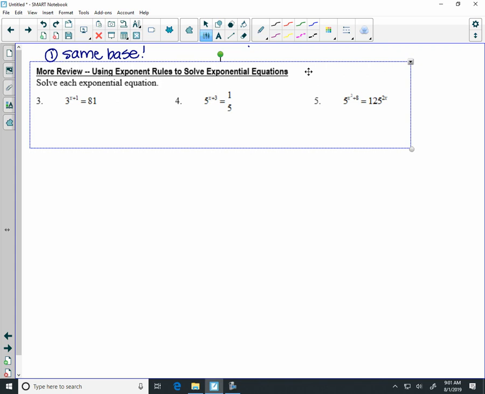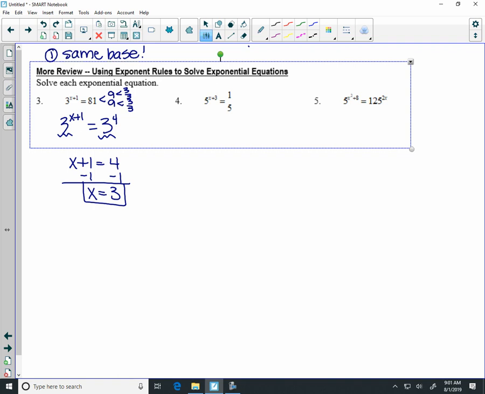So I have 3 to the x plus 1. 3 is the base that we like. I need to change 81 into base 3. If you need to do a little work there, 81 is 9 times 9. 9 is 3 times 3. So 81 is 3 to the 4th. You need to do a quick factor tree there. I love it. And then once you have the same base on both sides, you can cancel your bases. That means x plus 1 is equal to 4. X is equal to 3.